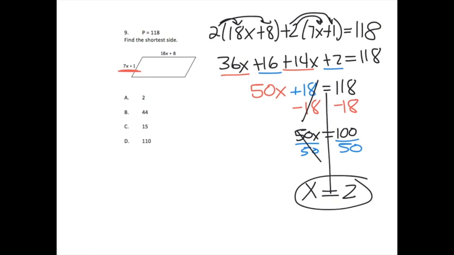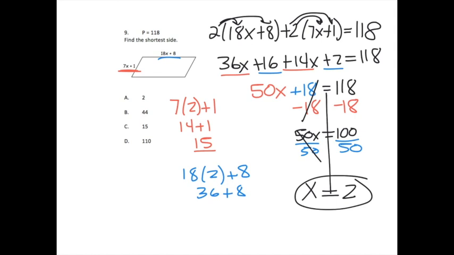First that one. 7x, 7, and x is a 2, plus 1. That's a 14 plus 1, that's a 15. That's the length of that side. Then 18x plus 8. 18, which x is 2, plus 8. That's going to give me 36 plus 8, and that's going to give me a 44, which is that side right there. Therefore, my shorter side is 15 right there.